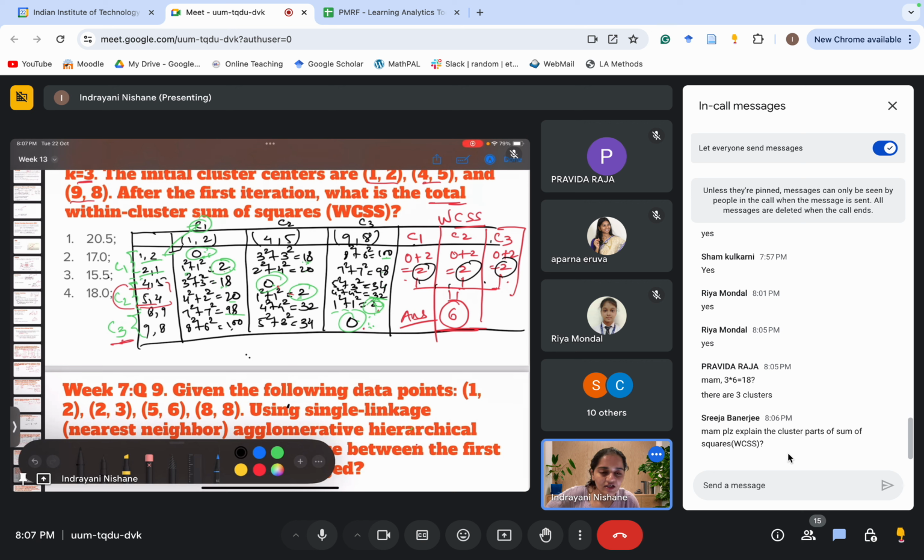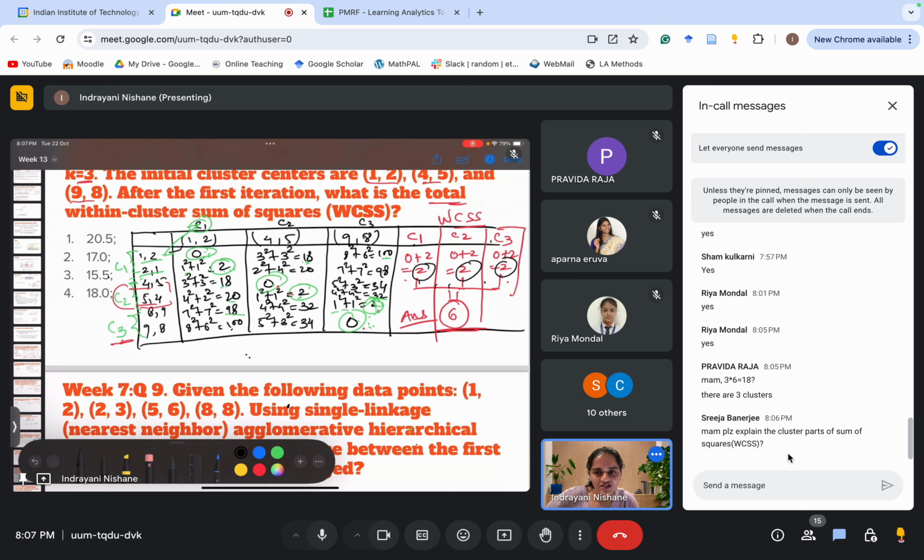Shrija, I did not understand your question. Explain cluster parts of sum of squares. I didn't understand what is cluster part. Which part are you referring to?